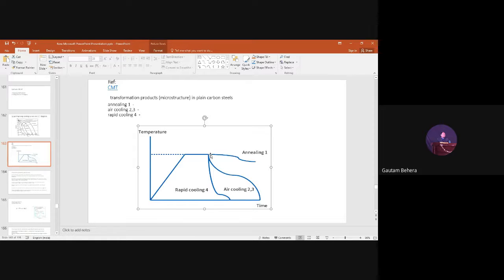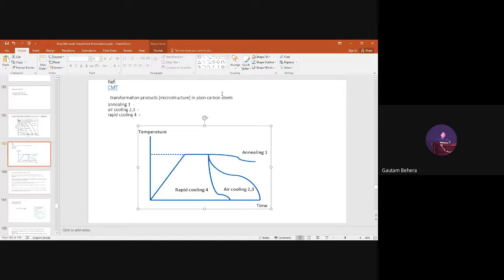Now three cooling cycles are there. This is one cooling cycle. This is another cooling cycle, and this is another cooling cycle. I suppose this initial material is your steel, plain carbon steel, for example. Suppose it is a hypoeutectoid steel, and this temperature is actually above the A3. Let it be above A3.